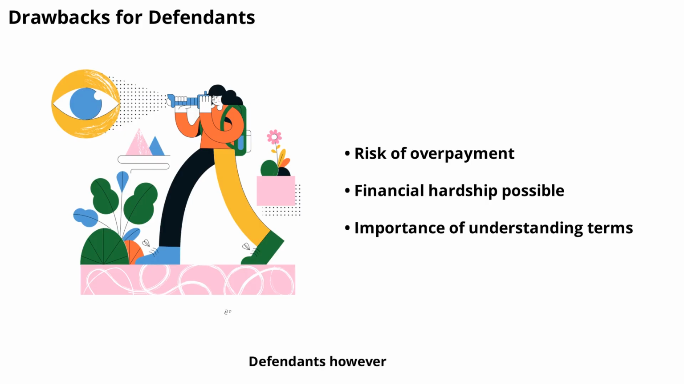Defendants, however, may face the risk of paying more than their fair share, especially if co-defendants are unable to pay. This can lead to financial hardship and disputes among defendants over reimbursement. It's a key reason why understanding liability terms before entering agreements is so important.